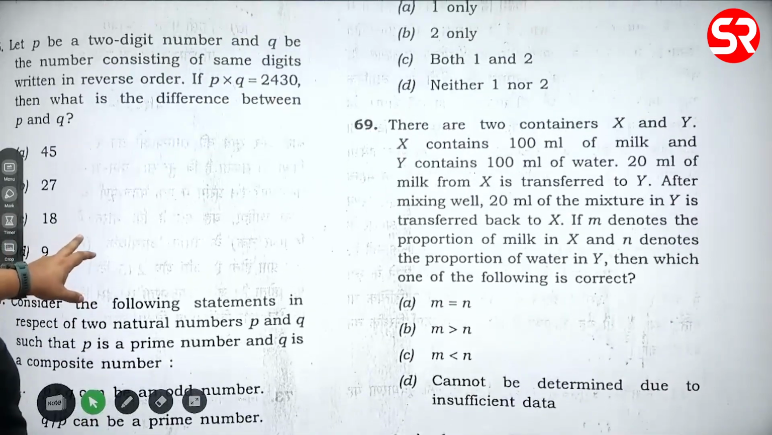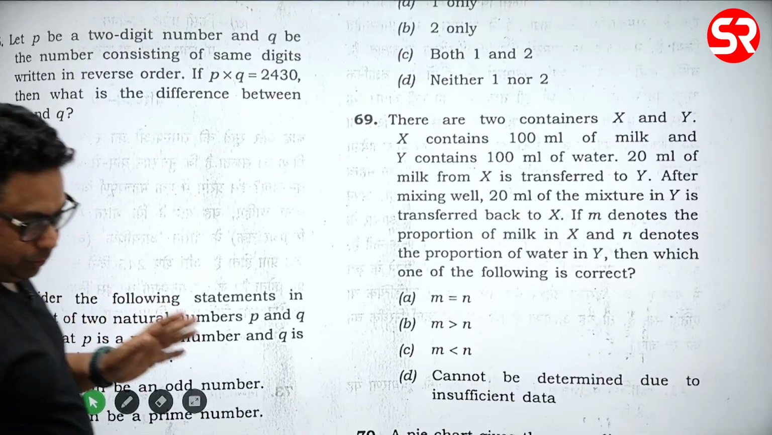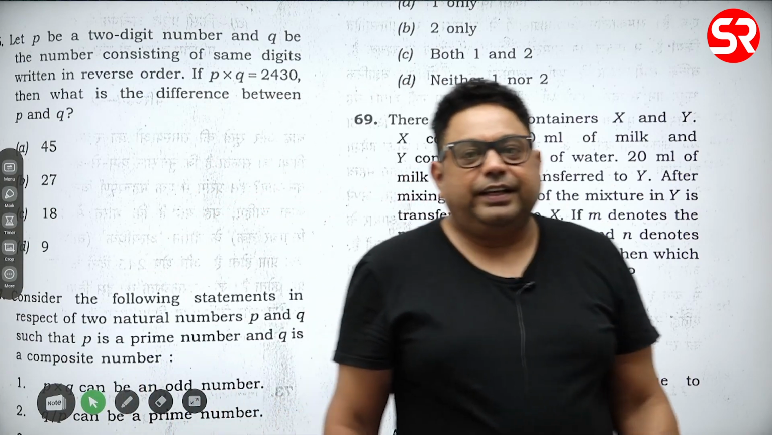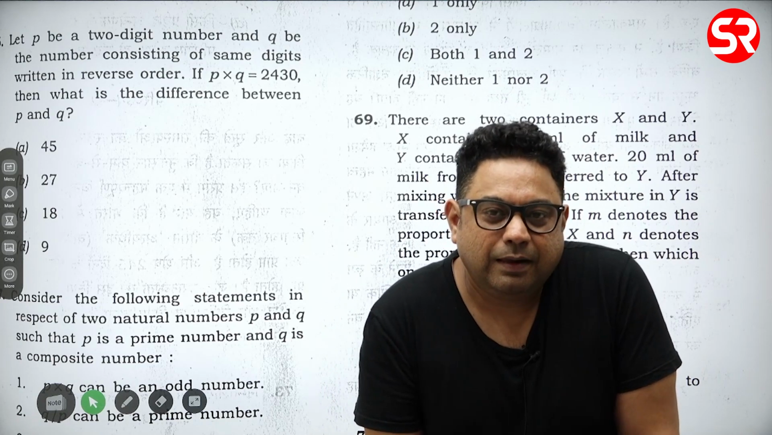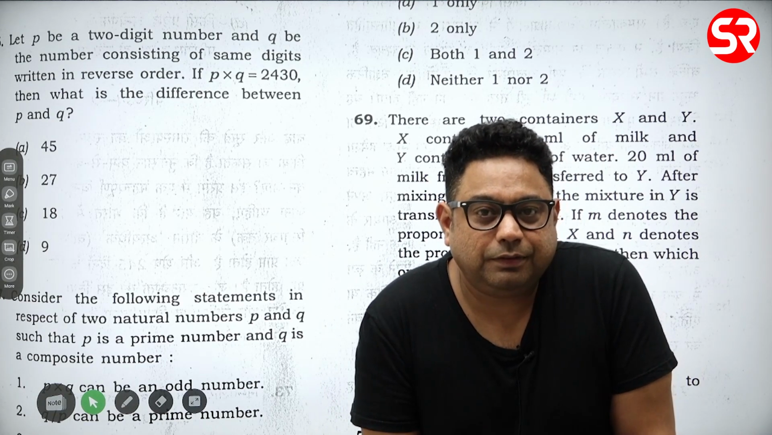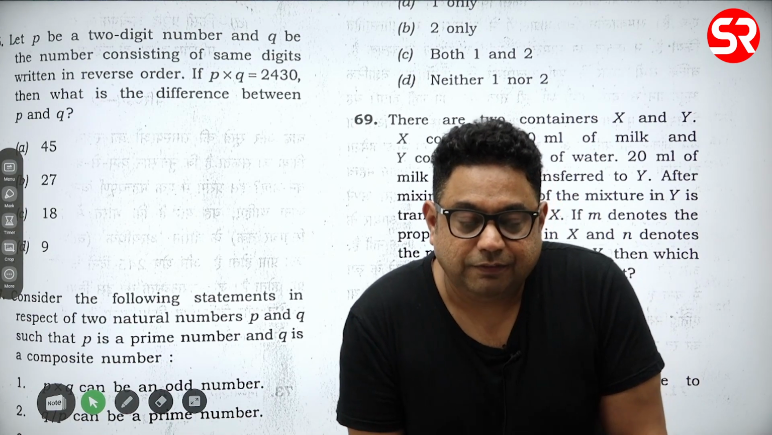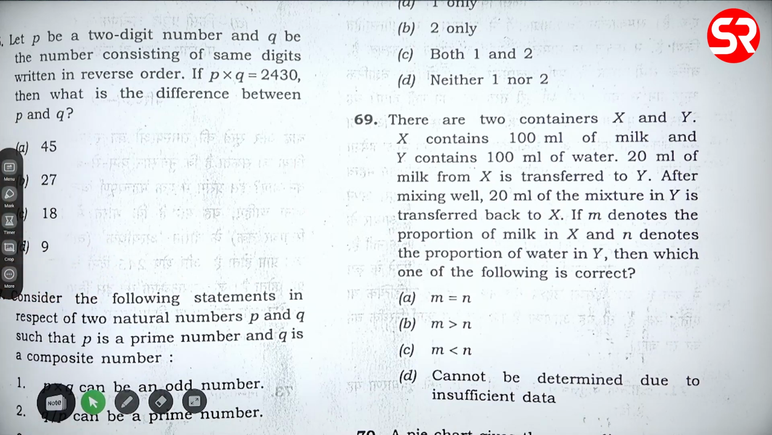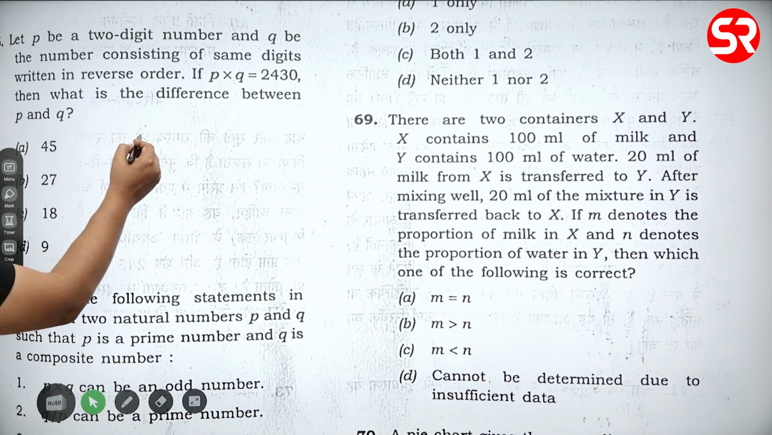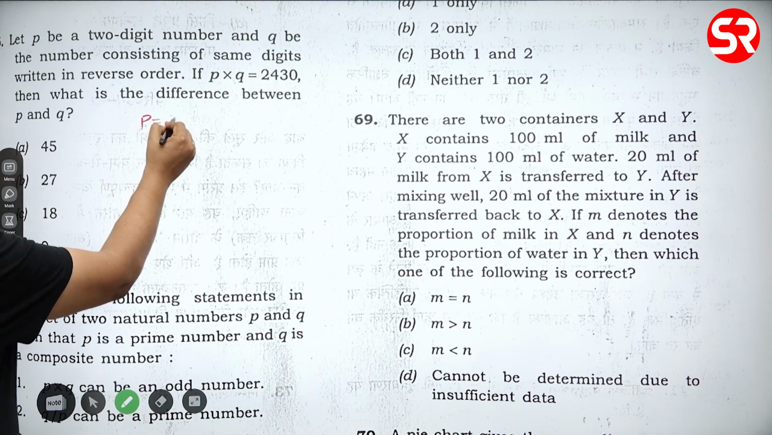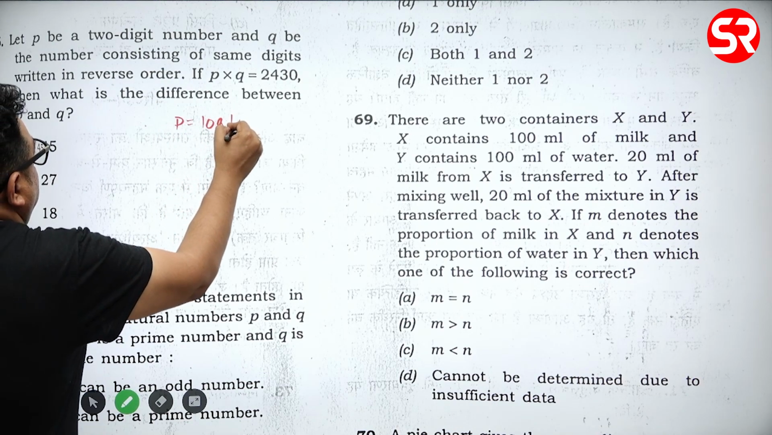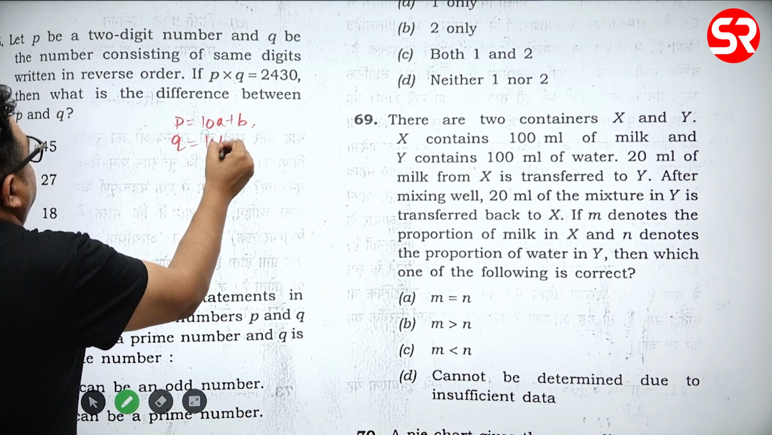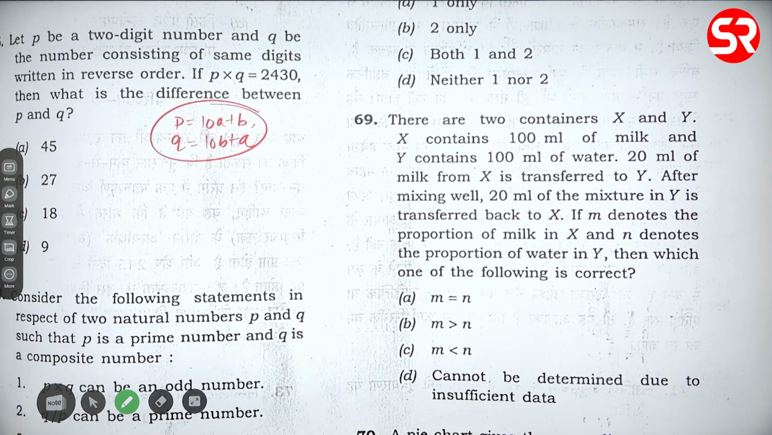This is amazing. 66 was a good question. I really liked it. They are into number and reverse. One thing, a number minus its reverse is always a multiple of 9. We have done it, isn't it? Then he says, let P be the 2-digit number. So P is 10A plus B, Q is 10B plus A, consisting of the same digits written in reverse order. That is what he has given you.